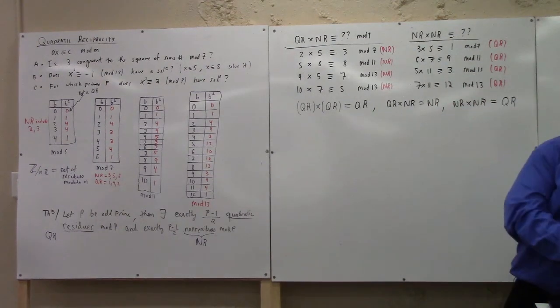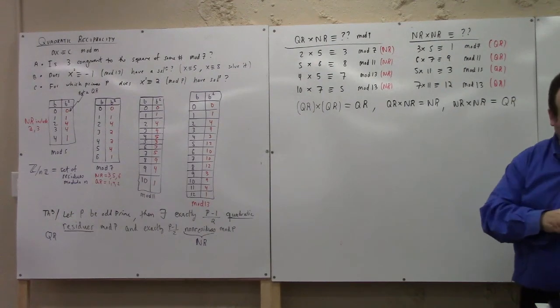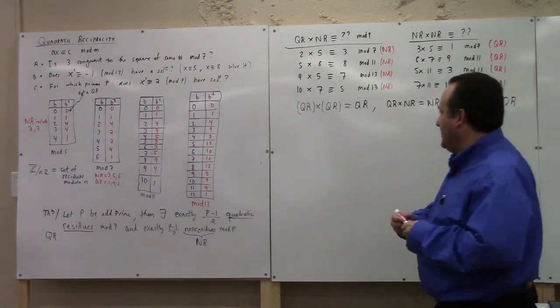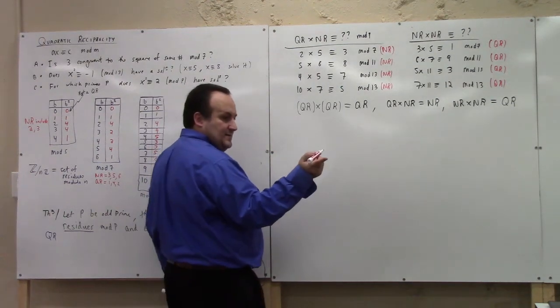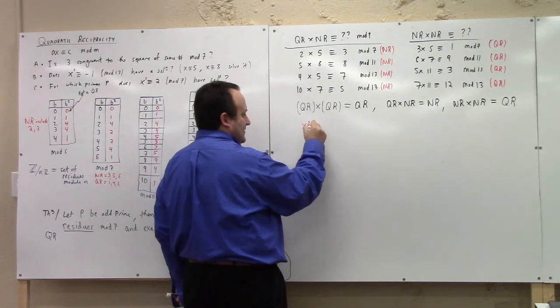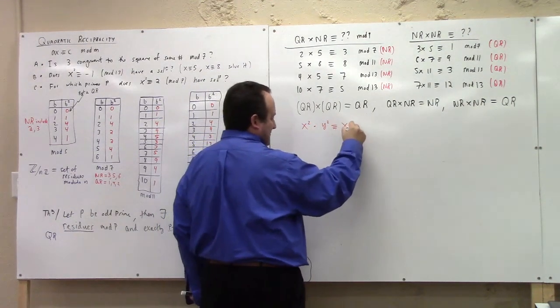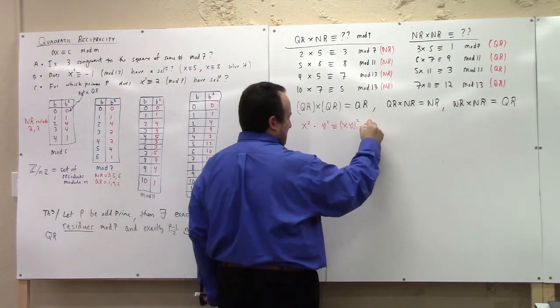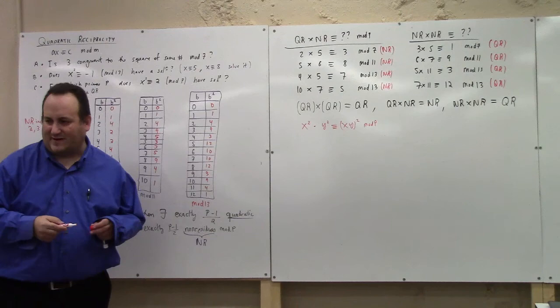What does it mean for it to be a quadratic residue? That means it's a square of a number, right? So if you just think about what this means symbolically, this is like x squared times y squared, which is congruent to xy squared mod p. So of course, the product of quadratic residues is a quadratic residue.